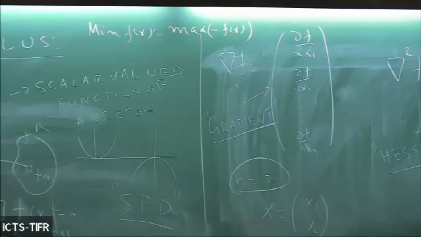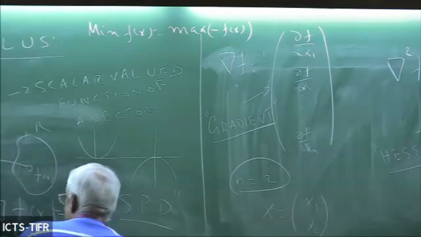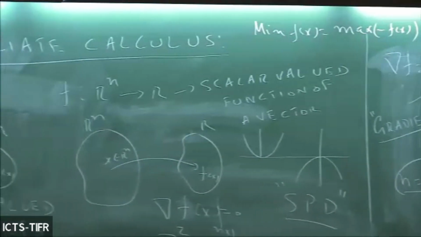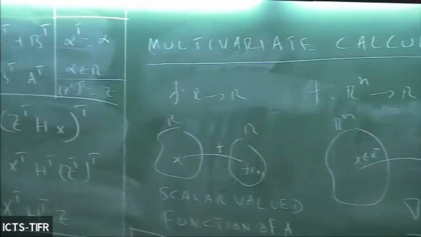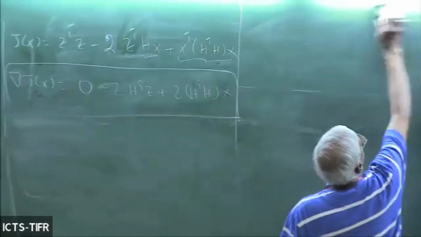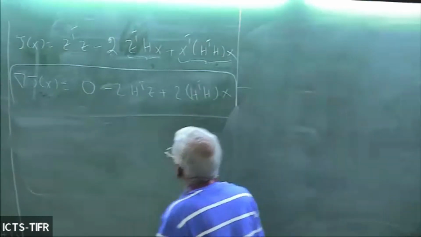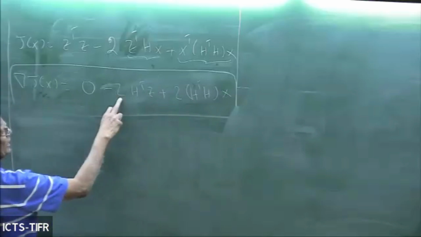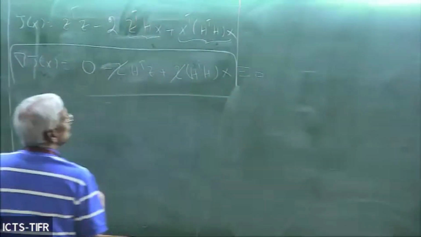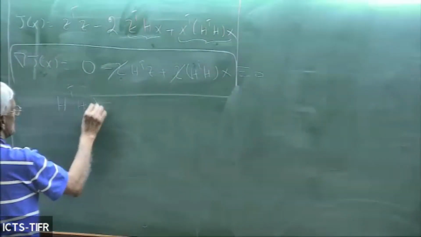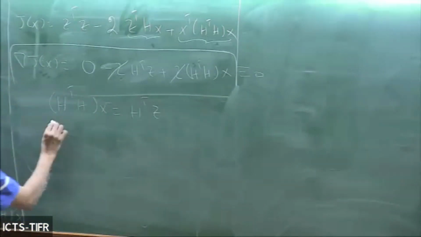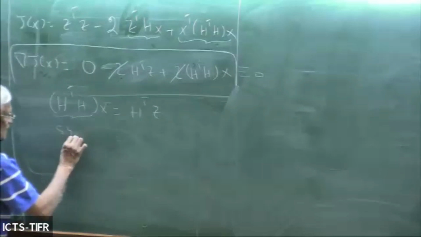So let me erase the things that I don't want. So we know how I derived all these things. So if I equate this to zero, this is a negative sign, kick it to the other side. 2 will get canceled if I equate it to zero. So I get a linear equation, H transpose H, X is equal to H transpose Z. And we have already seen this matrix is a symmetric matrix.